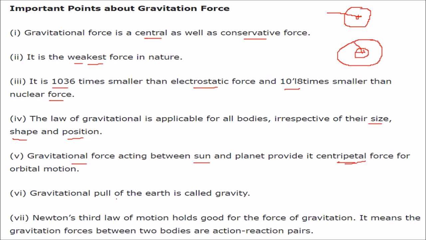The gravitational pull of the Earth is known as gravity. When we talk about the planet being Earth and this being the sun, we call it the gravitational pull of the Earth. The Earth, by virtue of its mass, attracts the bodies, and this is known as the gravitational pull. Also, Newton's third law of motion holds good for the force of gravitation because eventually it is a force. This means that the gravitational forces between two bodies are action-reaction pairs.